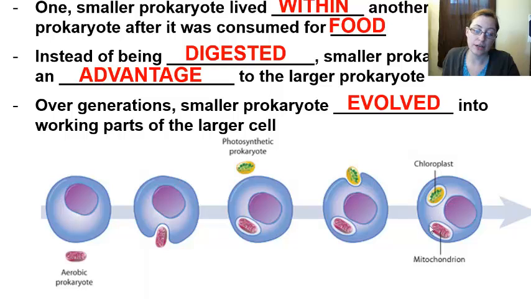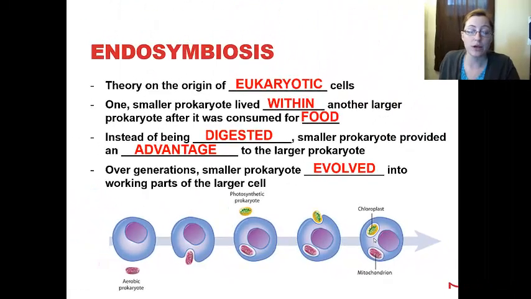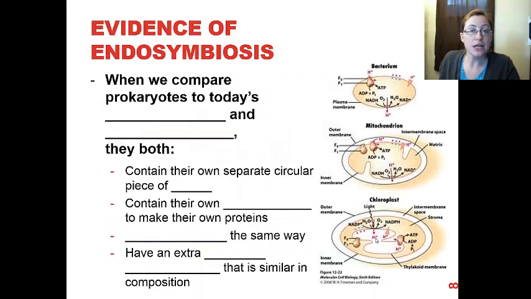So why do they think the mitochondria and the chloroplast were at one time their own prokaryotic living things? Because you look at the data, right? You always need evidence. So here's a diagram comparing bacterial cells to a mitochondria and the chloroplast, and there are some structural similarities. So when we look at the chloroplast and the mitochondria, and we compare them to prokaryotes today, we see that they all have their own small circular piece of DNA.